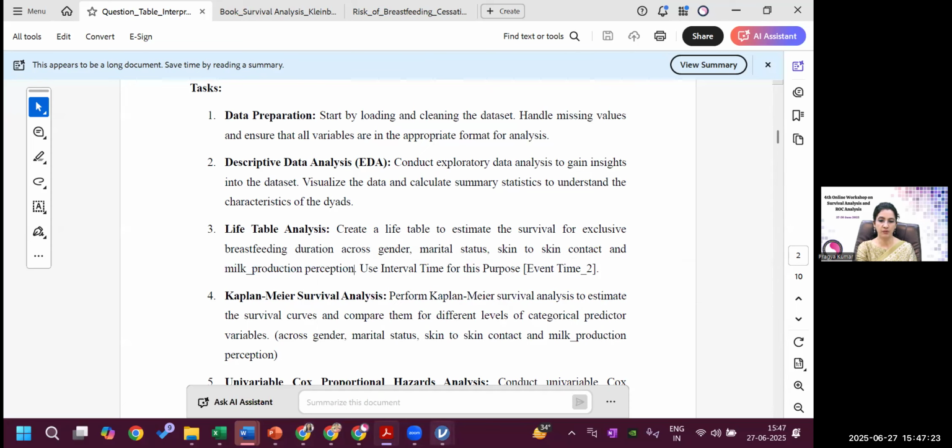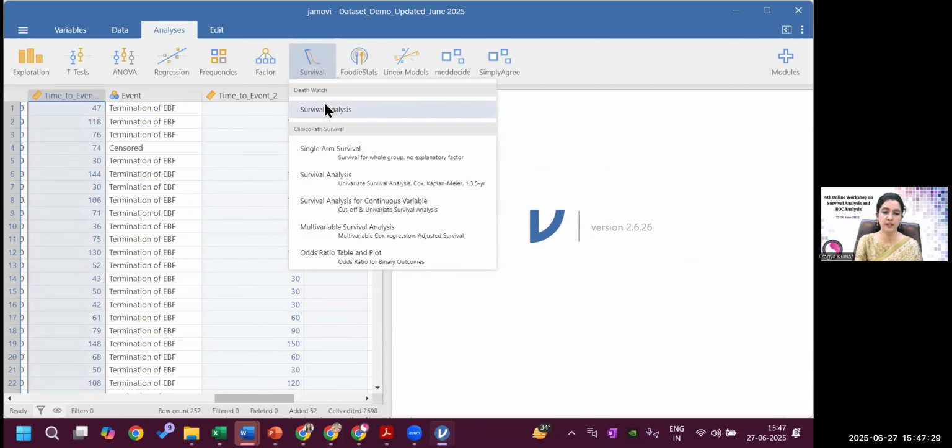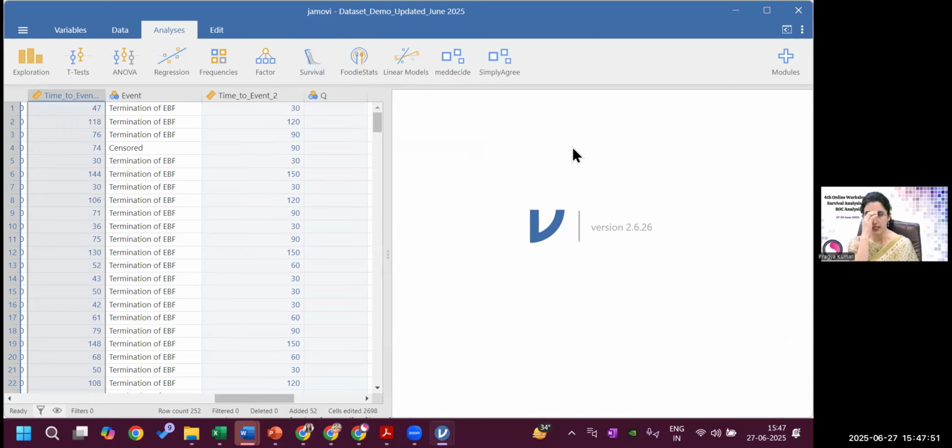So I'll go to this data set and click on Survival. If you click on this survival, we have downloaded a module, the jamovi survival module, which is for survival analysis, and from the ClinicoPath survival module we have got these many options, like single arm survival. That means it doesn't split into groups, it gives survival for the whole group with no explanatory factor. So I will start explaining. If you see the life table option in jamovi, you will not find a life table option. Generally it gives you the 1, 3 and 5 year survival. So if I want to calculate the overall survival, how will I go?